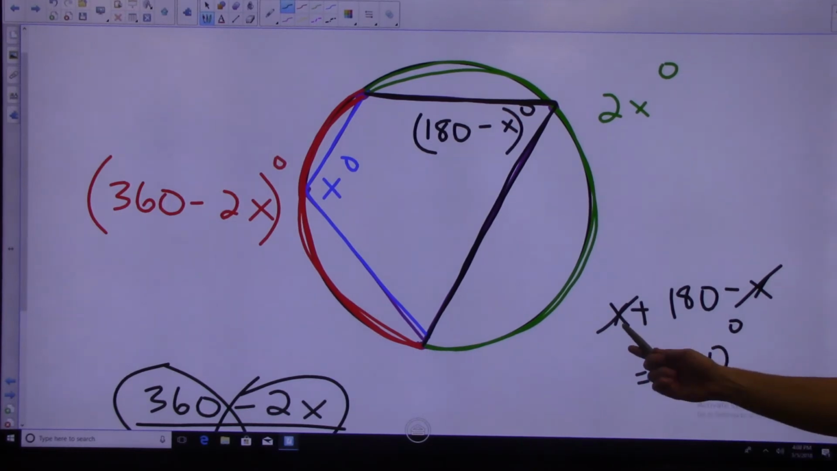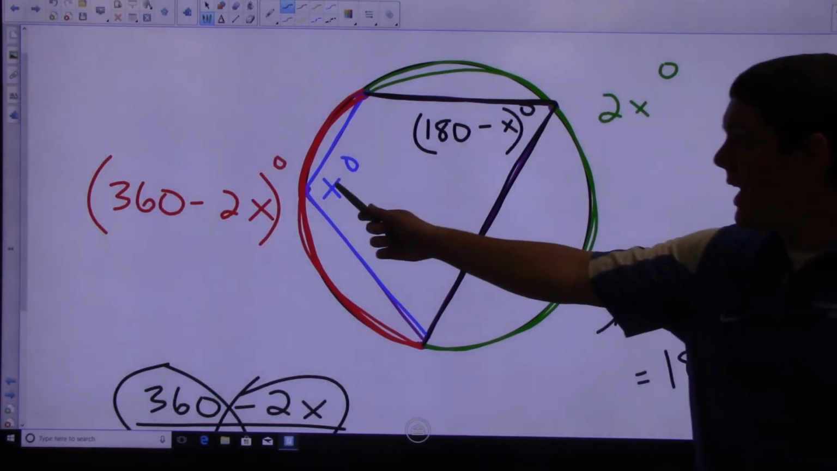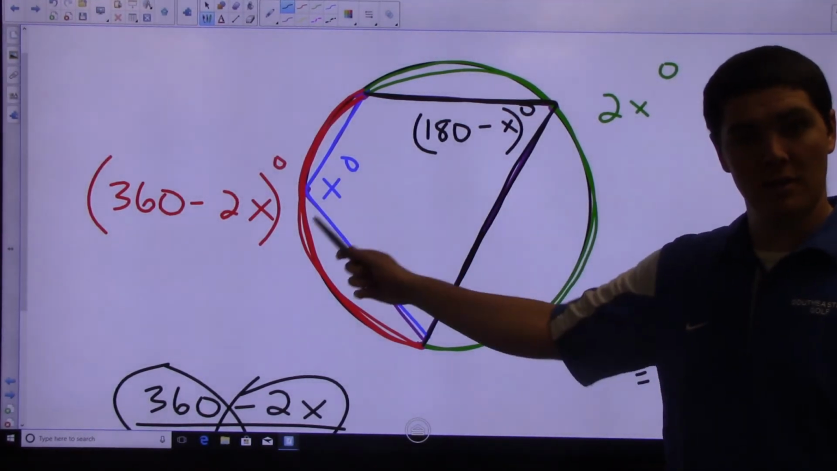Well, what did we just do here? We added them together, and we found that they equal 180. So what's another term for that? Hopefully you guys got it. What we call that is we call those supplementary angles. So these two have to be supplementary no matter what x is.